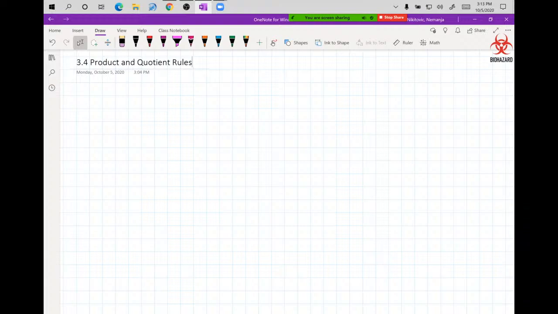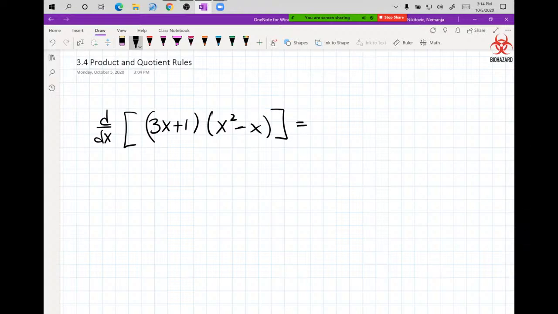So if you take a look at the derivative of, let's say, 3x plus 1 times x squared minus x, right? We don't have the rule for this, so you can't solve it using the product rule, right? Because you still don't know the product rule. But there is a thing that you can do. You can FOIL, right? Distribute, and then it will become the basic problem, which you can take the derivative of.